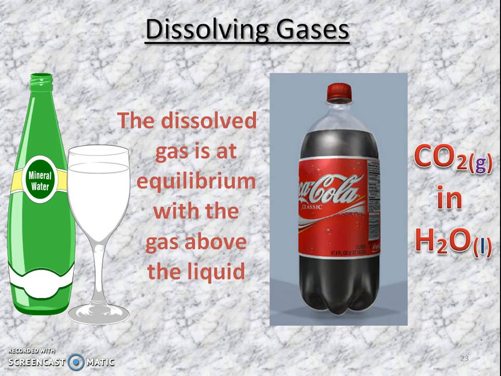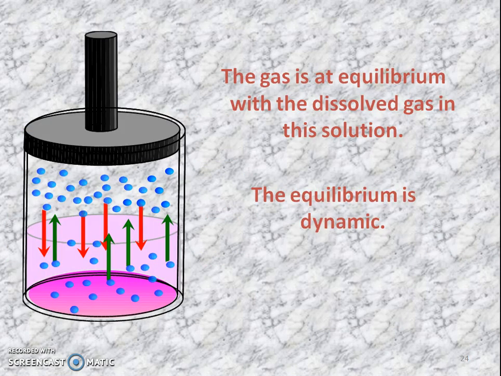So let's look at soda. The dissolved gas is really at equilibrium with the gas above the liquid, right? We talked about vapor pressure before. So here we have a bottle of soda and we have some CO2 that's being dissolved in that water. Well, how does that happen? Well, gas at equilibrium will dissolve gas in the solution. So we have here a dynamic equilibrium, right?